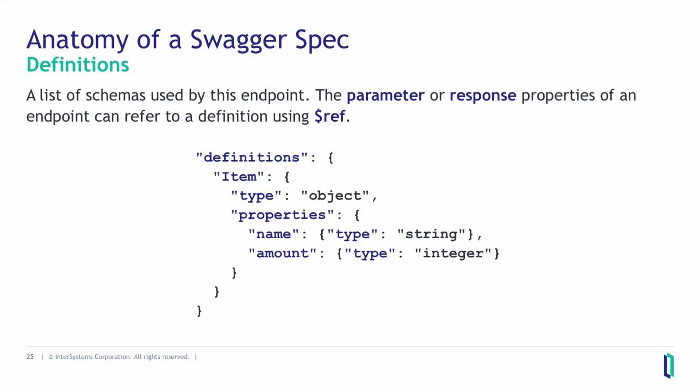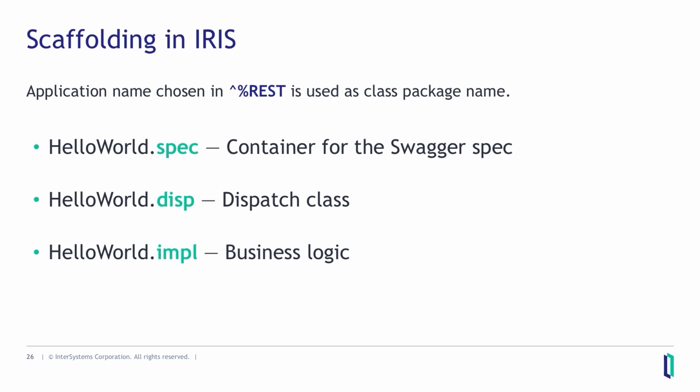Well, what are they? First off, the application name is going to be used as the class package name for these 3. If there's a conflict, the routine will let you know about that. But these are the 3 classes we just created. First, hello world.spec, which is simply a container for the Swagger spec we sent in. And when that class is compiled, we will generate code for the other 2.